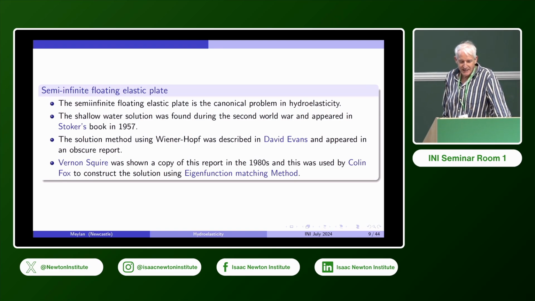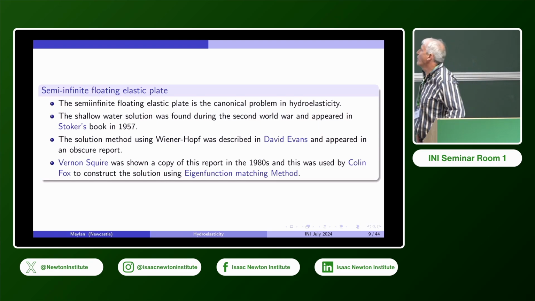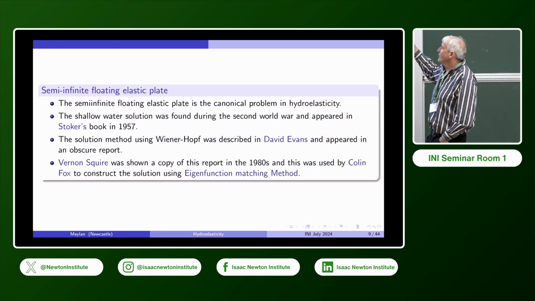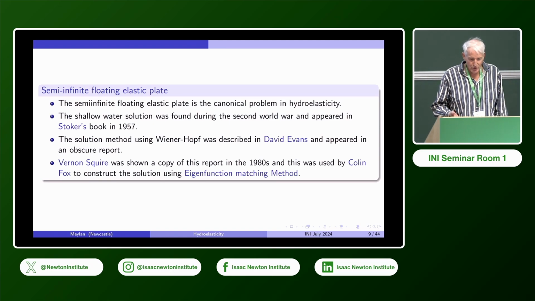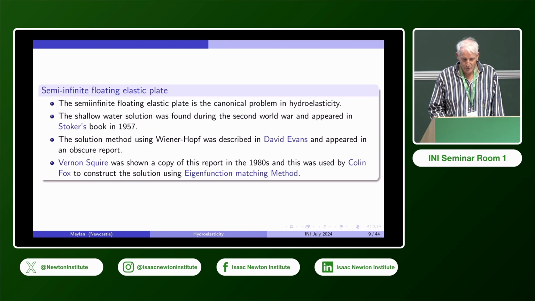And many years later, I asked him, what happened to this work? Why did you not publish it? And he said, well, I submitted it to JFM, got rejected, and then he sort of gave up and moved on. But there's a strange story where Vernon Squire, who was my PhD supervisor, saw a copy of this report. And then from there, the ideas in it started to permeate out. And the first solution, but very closely based on it, was actually by just eigenfunction matching, which is this kind of brute force approach to solving the problem.